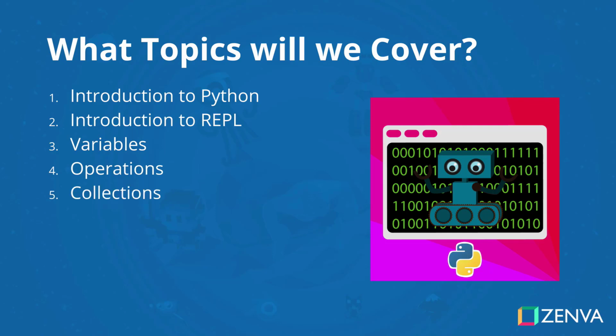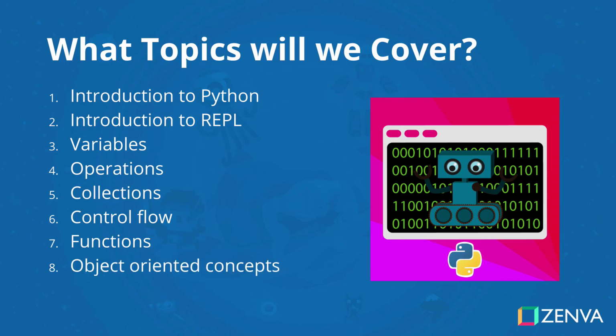We'll take a look at collections, which are variables that store multiple values. Then move on to control flow, which will allow us to implement logic in the code. Functions will allow us to hide away blocks of code and execute them in multiple parts around our program. And then finally, we'll go to object-oriented concepts, which will allow us to model complex entities with state and behavior.